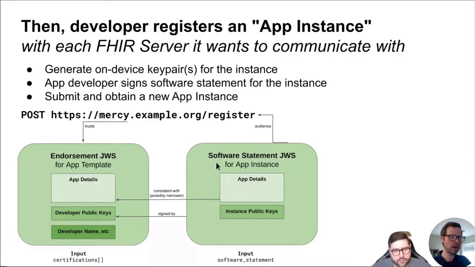And then this software statement also conveys a new set of public keys representing this particular device. So maybe these are keys that live on my iPhone in the secure hardware module there, and they can never be extracted. And the software statement will be able to point to those. And this whole statement is signed by the same public keys that the endorser has already signified can be used to securely identify this developer. So this whole JSON web signature software statement is signed by these developer public keys. And this is a little bit of a complicated picture here, but I just wanted to explain this in enough detail that you can start to get a sense of the fact that there's these two signed artifacts.